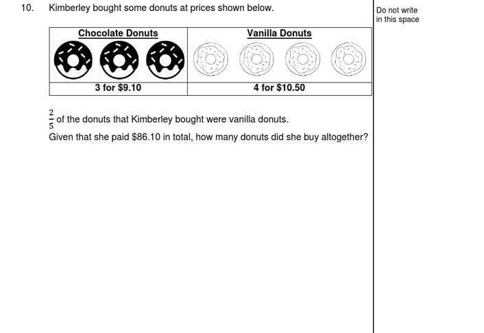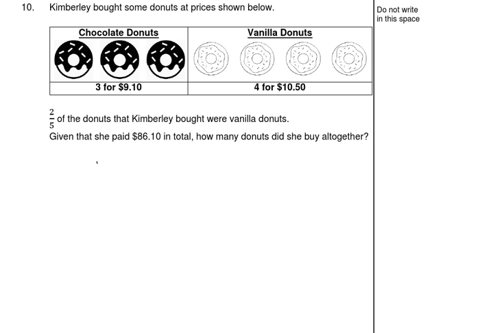Okay, so let's solve it. We need to solve it. For every donut, you know that 2/5, and this is in 3/5, right? Correct? Or if you want to do it, okay, sorry.